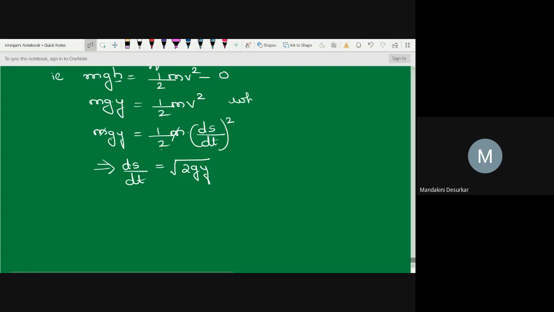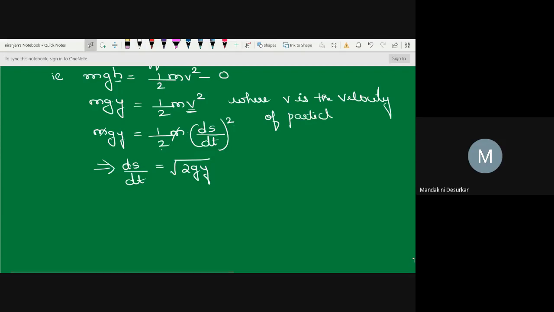Here, v is the velocity of the particle. If you are using any other variable, you have to mention that. It is the velocity of the particle at point P, (x, y). Now I have got the value of ds by dt. Call this equation number 1.